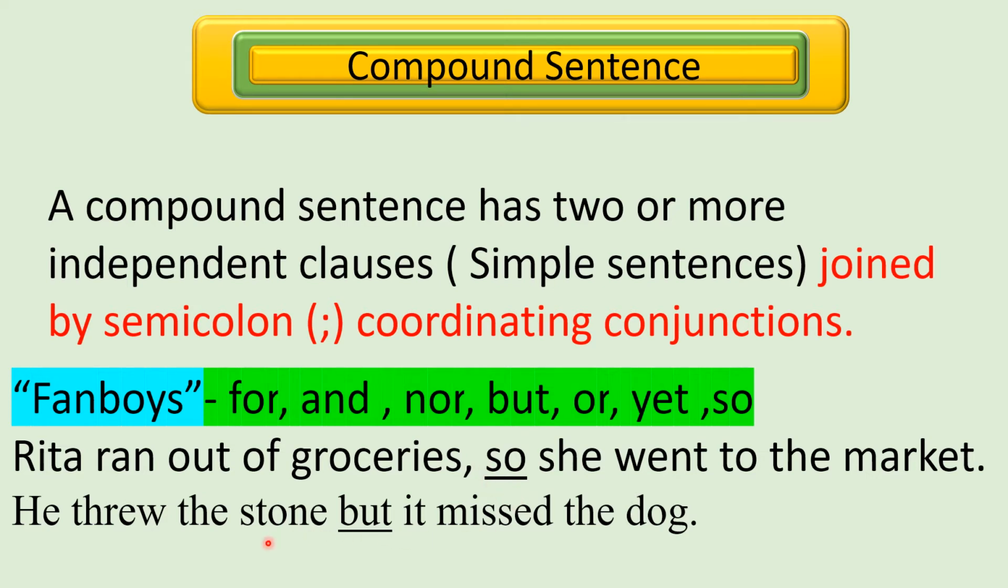Second one, let's check. He threw the stone. It missed the dog. Complete sentences on their own. And we have joined them by using a coordinating conjunction. So, if you are writing or speaking compound sentences, take care of this rule. A compound sentence has two or more independent clauses which are joined either by a semicolon or coordinating conjunctions.